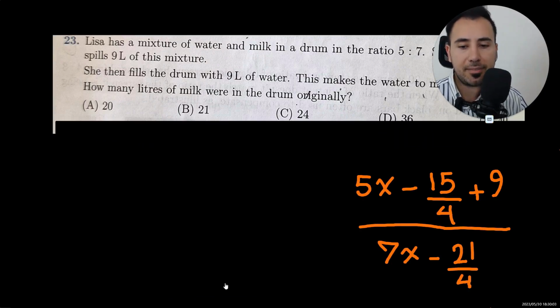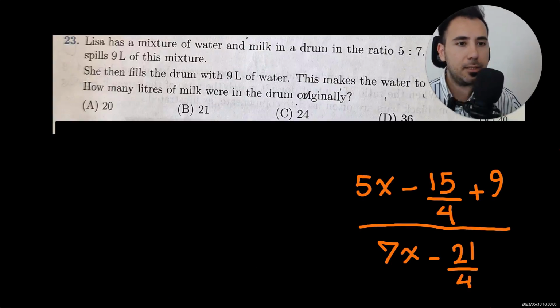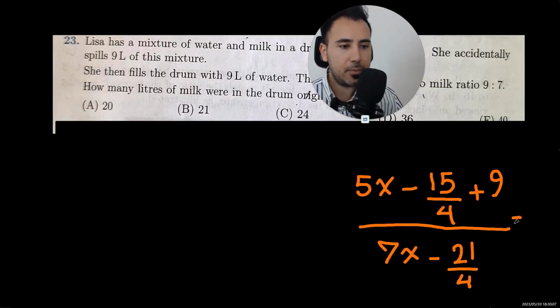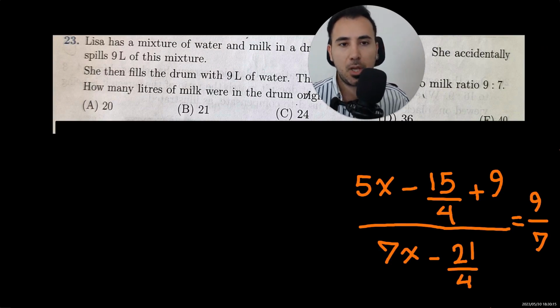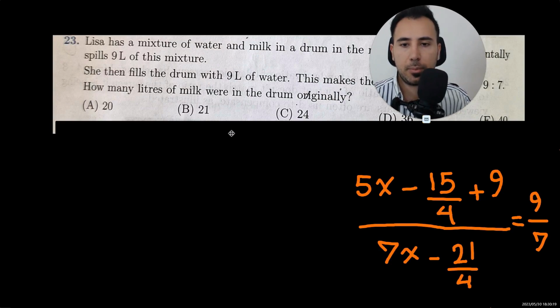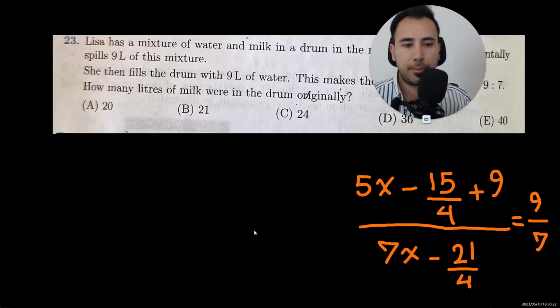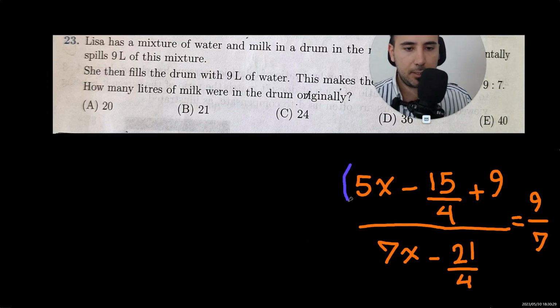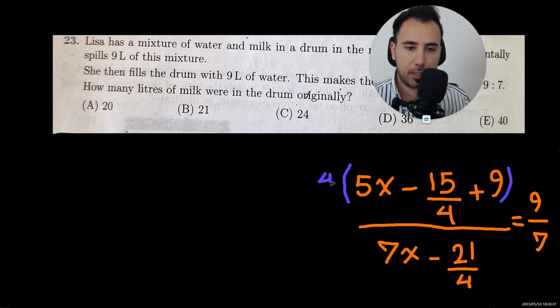So the ratio of this is supposed to be 9 over 7. So from here, you could go on and solve this equation. Okay, it's a linear equation, you could solve it. Or I'm going to do something else here. What I'm going to do is first simplify this a little. Let's get rid of these 4. So numerator multiplied by 4, denominator multiplied by 4 to get rid of this one.